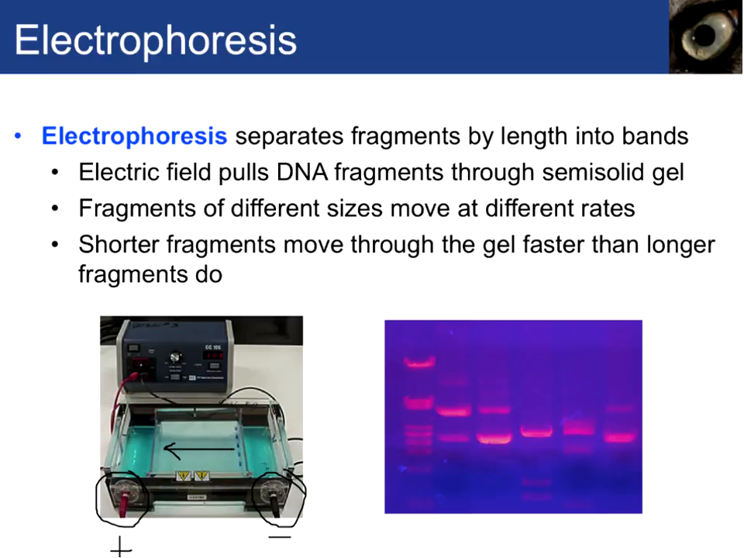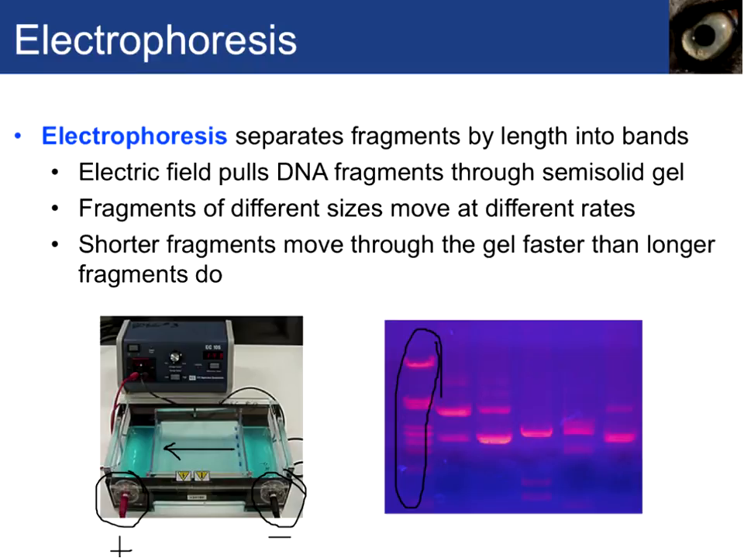Fragments of different sizes move at different rates. Shorter fragments move through the gel faster than longer fragments do, so the shorter a fragment is, the faster it will move down the gel. The lane on the very left in this picture is called a ladder. It contains a series of DNA fragments that have known sizes, so we can compare the unknowns to it and know what the sizes are.